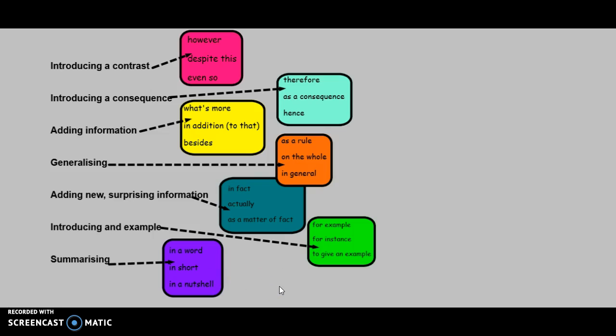Using linkers can help the reader or the listener get ready for the type of information that you're going to write about. So it makes it easier for people who are reading your writing to understand what you're trying to do.